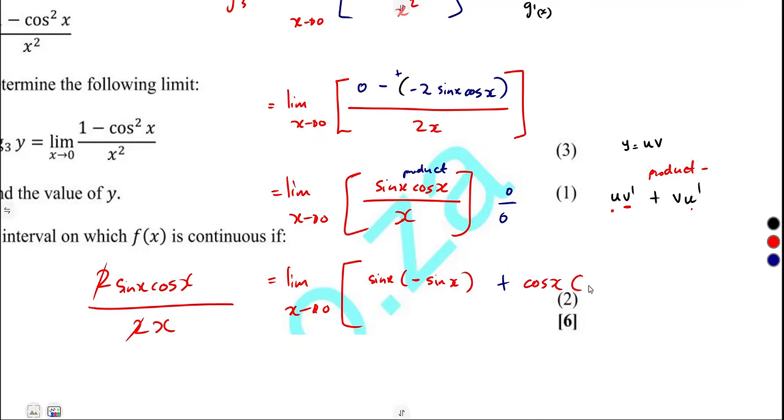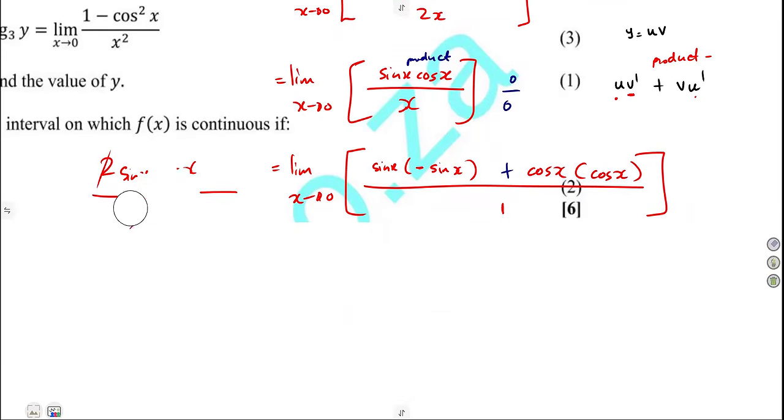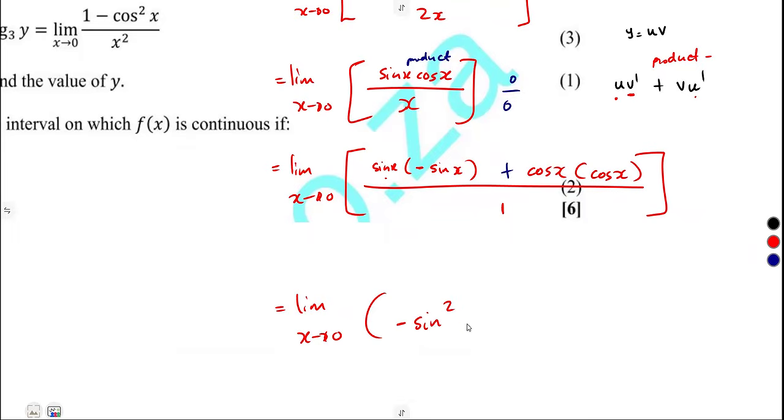U is the sine of x. Its derivative is cos of x, a positive, over the derivative of the denominator, just like what we had before. So the derivative of x is going to give us 1. So thus we can have this simplification, and I have our limit at the end as x approaches 0. Sine times sine is sine squared with a negative, plus cos times cos is cos squared x. Take note, this is over 1, so it's not going to affect.